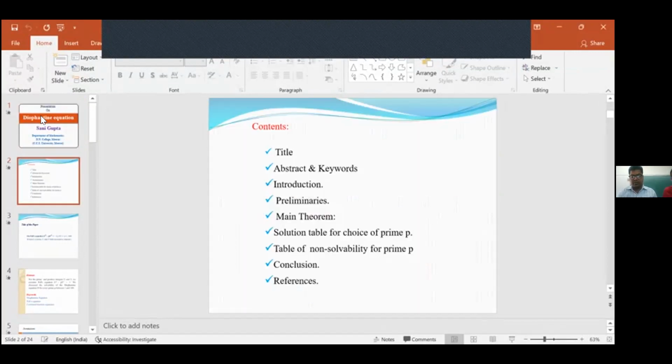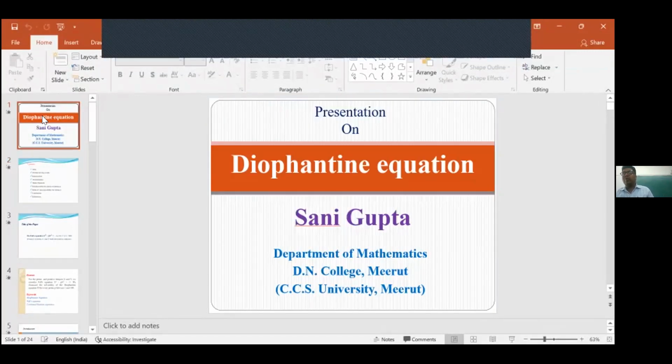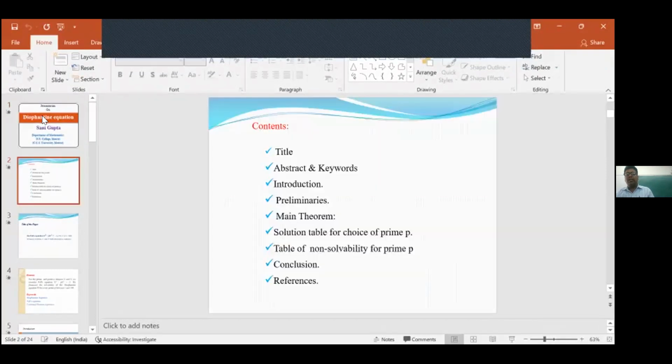Okay, you have 10 minutes for your presentation. Good afternoon, everyone. I'm Sani Gupta from DN College Meerut. Here I am presenting my presentation on Diophantine equation. And this is the content of my presentation.